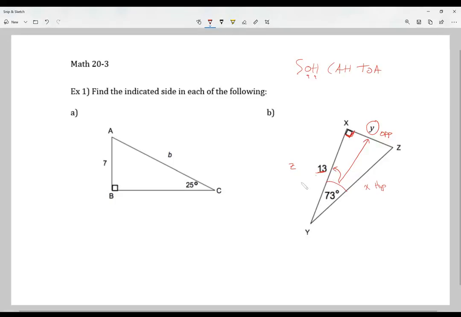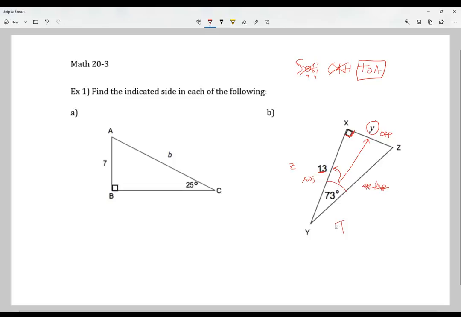We have the side adjacent to 73. It's the side beside the angle there. It's adjacent. So sine isn't going to work. Cosine, the adjacent over the hypotenuse. Well, we have the adjacent side, but we're not looking for the hypotenuse. We're actually looking for y. We're looking for the opposite. So cos isn't going to work. Guess what? We have to use tan because tan deals with the opposite and the adjacent side.